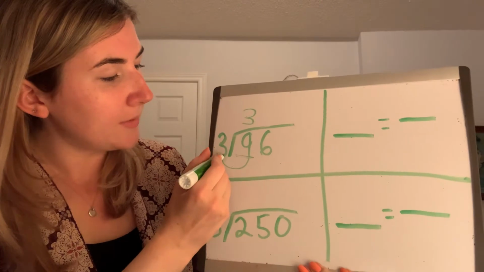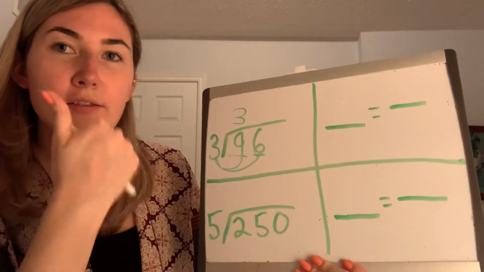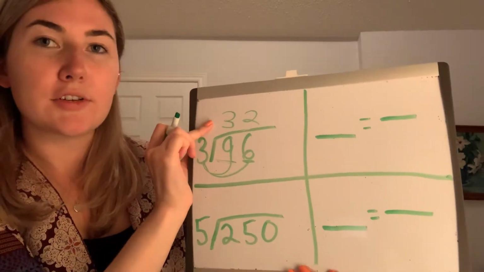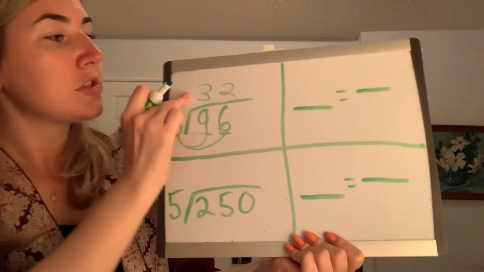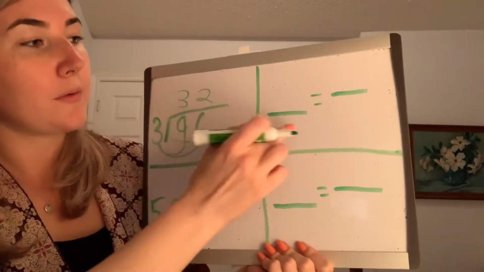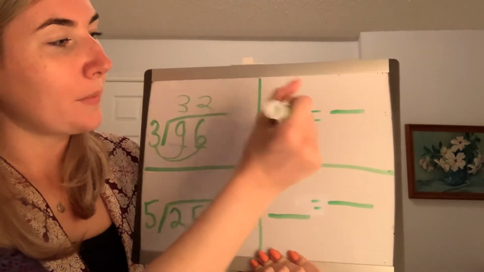And now how many times can 3 go into 2? We can skip count again. 3, 6. So there's 2. So our answer is 32. Now the number above the division line is our whole number. So 32 will be our whole number.